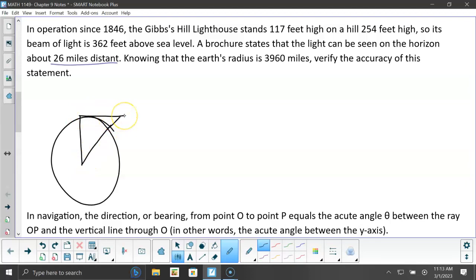All right, so essentially what we're doing is you've got your little lighthouse. I'm going to draw our lighthouse over here. It's shining light, and I want to see if I could be 26 miles away and still see that light. Here's the radius of the Earth.